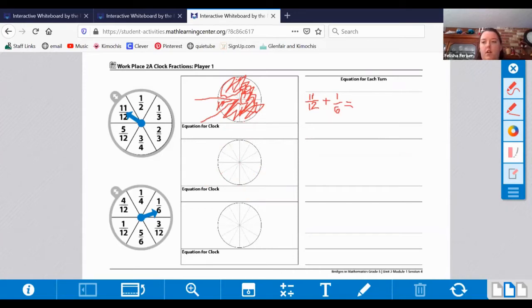But it's hard to show you my journal from the other day and let you see the game board at the same time. Okay, so now that I have one clock completely filled in, right here it says equation for the clock. I need to add that in. So this model's 11/12 plus 1/12. The goal of the game is to get all 3 clocks fully filled in before your partner does.